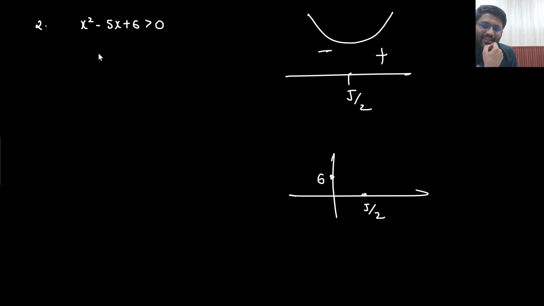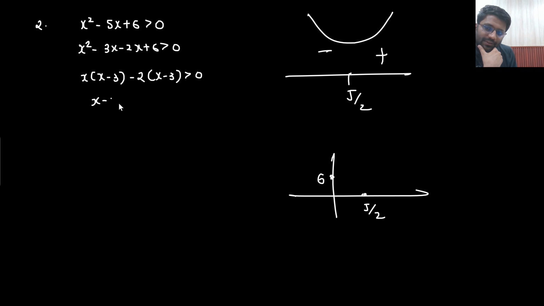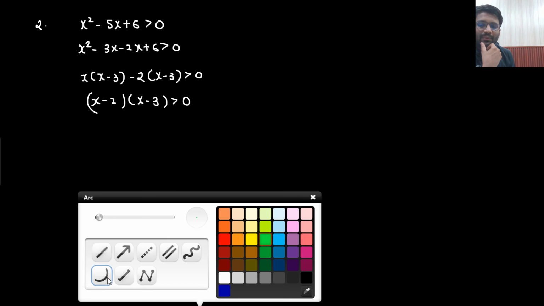What I will do, x square minus 3x minus 2x plus 6 should be greater than 0. Say yes or no. Now what you can do, x into x minus 3, minus 2 into x minus 3. So it has become x minus 2 into x minus 3. So this has become a simple inequality, no? Right? So without drawing the graph as well we can do it now. So this is x equals to 2 and this is x equals to 3. If it is greater than 3, then positive, and then negative.